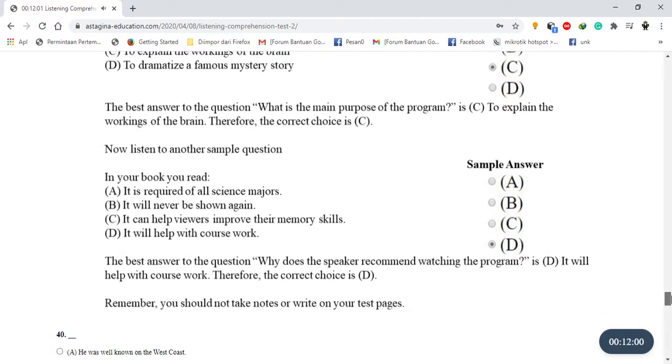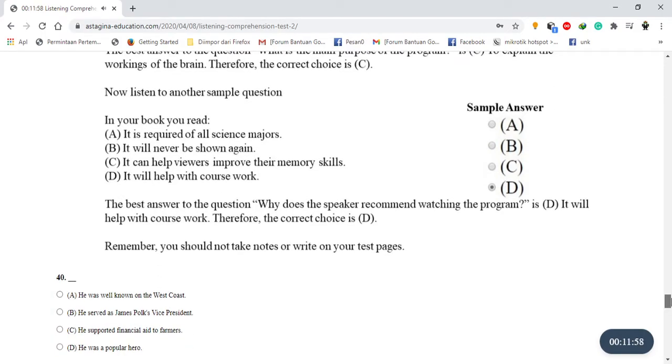Now listen to another sample question. Why does the speaker recommend watching the program? In your book, you read, A, it is required of all science majors. B, it will never be shown again. C, it can help viewers improve their memory skills. D, it will help with coursework. The best answer to the question, why does the speaker recommend watching the program, is D, it will help with coursework. Therefore, the correct choice is D.